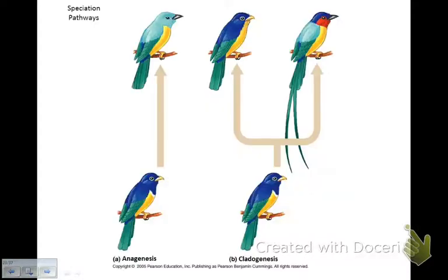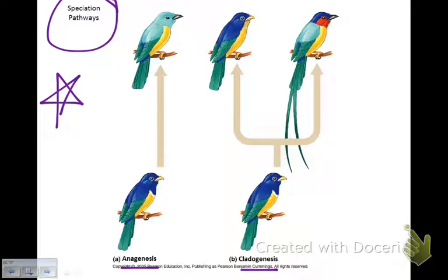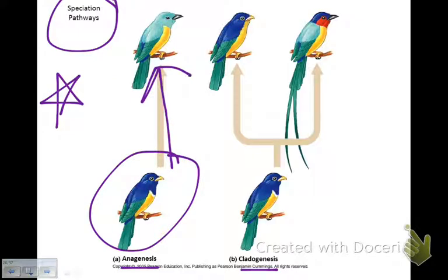Okay, so we're on to now the macroevolution notes. And you want to know that macroevolution is a new species or speciation. So we said earlier that microevolution leads to macroevolution. Okay, so you want to know, this slide's important. Two words. Anagenesis is where one species evolves into another species.